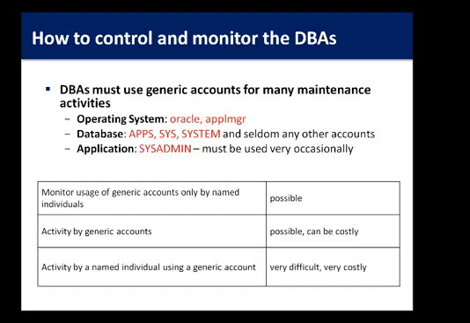At the database, there's really three key accounts: apps, sys, and system. Very seldom do any of the other accounts have to be used. And at the application, there's sysadmin. I would love to recommend disabling sysadmin, but there's actually a couple occasions when you have to use the sysadmin account. And the sysadmin account always has to be active, because there's some processes that run in the background of the application.